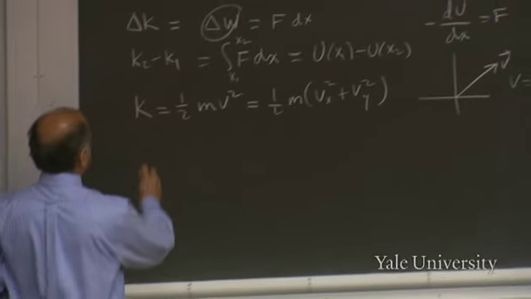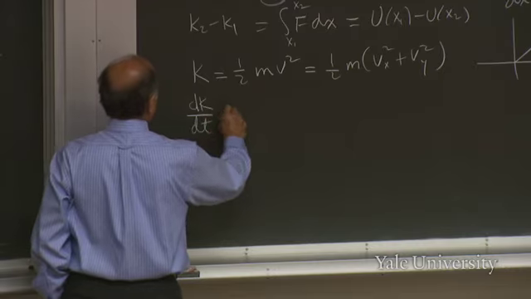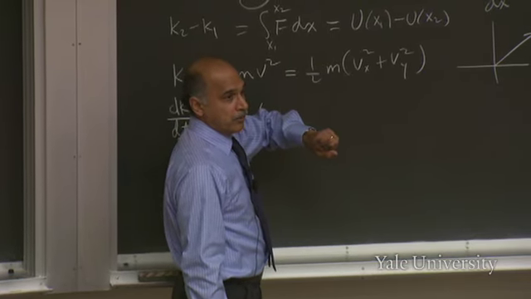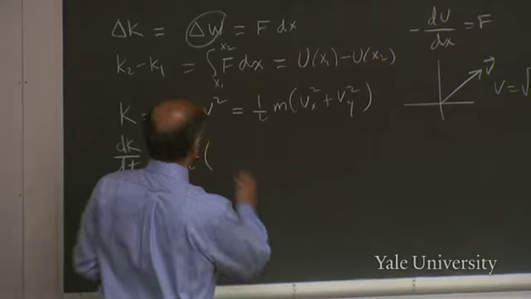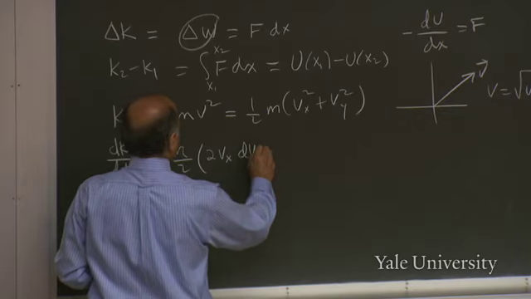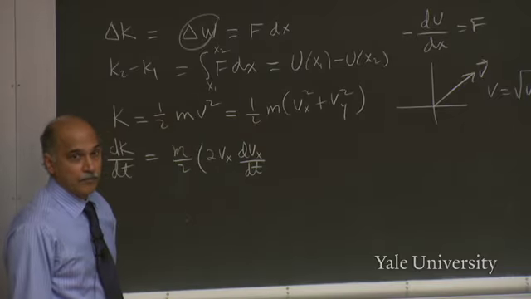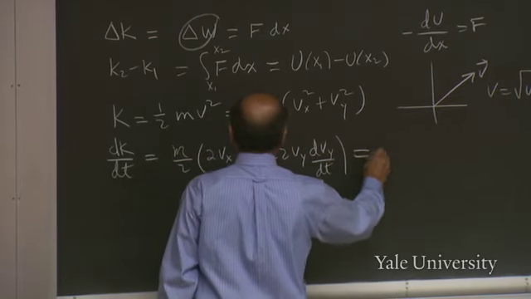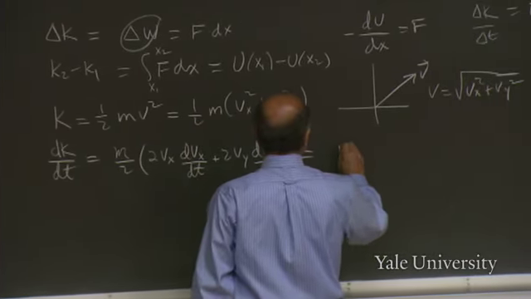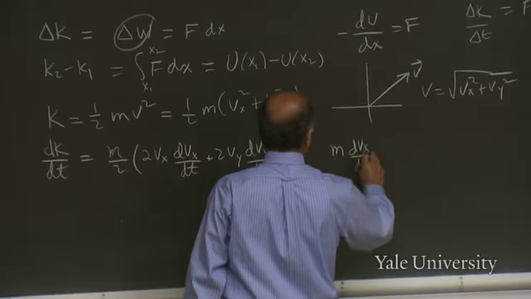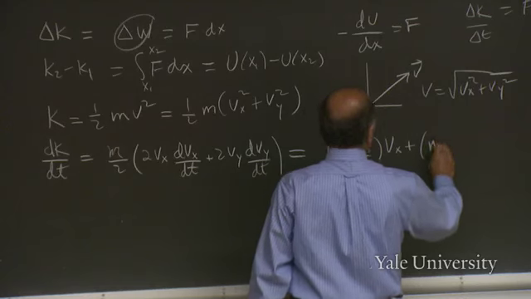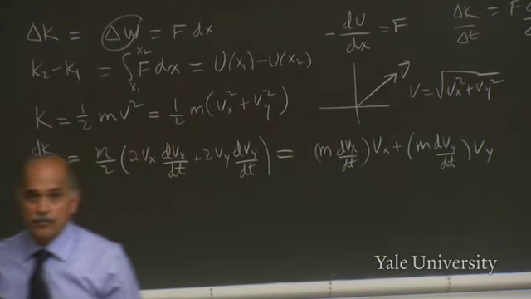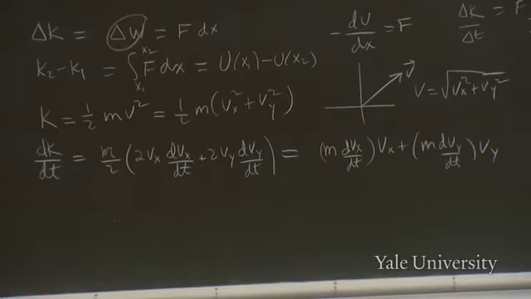Okay, so let's take the rate of change of this, dK/dt. Again, you have to know your calculus. What's the time derivative of vx squared? The rule from calculus says, first take the derivative of vx squared with respect to vx, which is 2vx, then take the derivative of vx with respect to time. So you do the same thing for the second term, 2vy dvy/dt, and the 2's cancel, which gives me m dvx/dt times vx plus m dvy/dt times vy. This is the rate at which the kinetic energy of a body is changing.